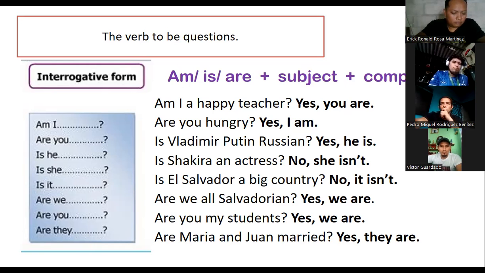Is the teacher tired? Vaya, ya vamos a llegar a las preguntas de información. Ahorita sería, por ejemplo, Guillermo, are you from San Salvador? Y así. Bueno, vamos a ir a las preguntas de información para que veamos cuál es la diferencia.